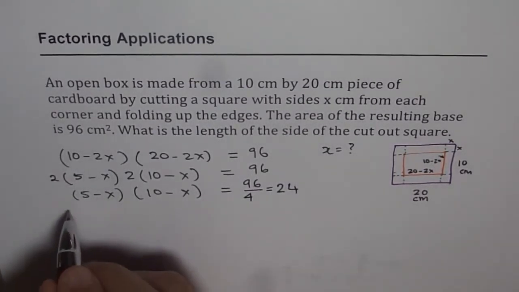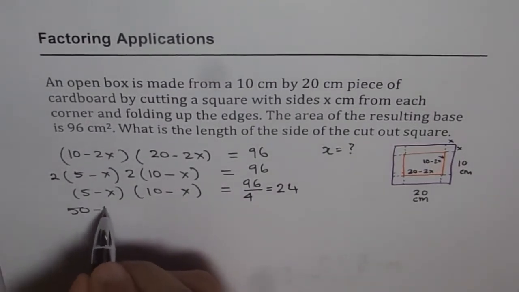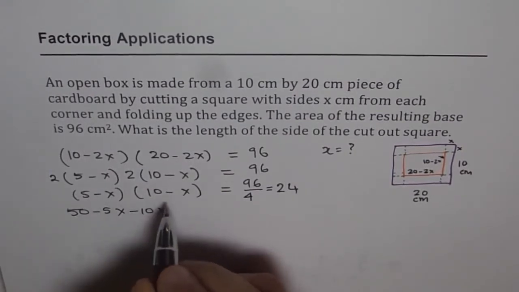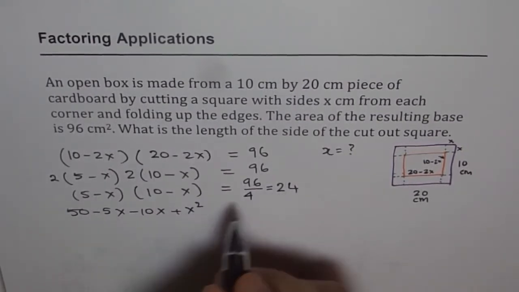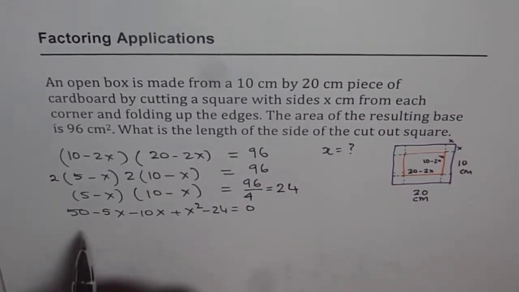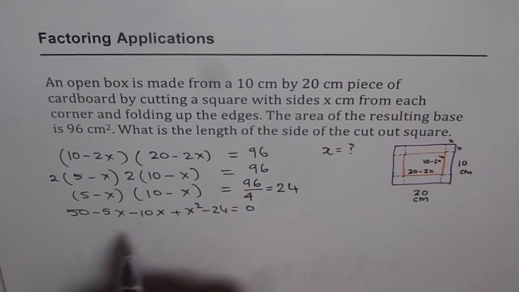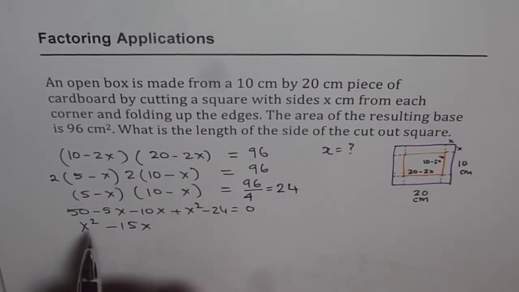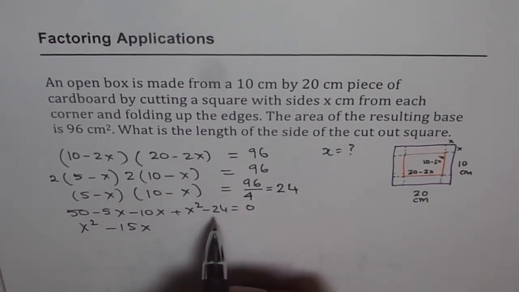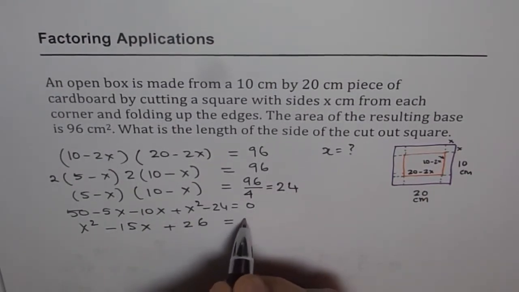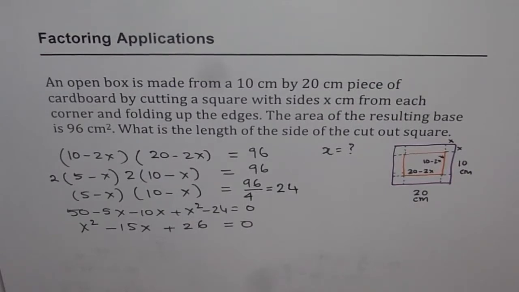So you get 50 minus 5x minus 10x plus x squared. Let's bring 24 to left. Minus 24 equals to 0. Perfect. Combine the terms. x squared and minus 15x. 50 minus 24 is how much? 50 minus 24 is 26, right? Equals to 0. So that is the equation which you need to factor.